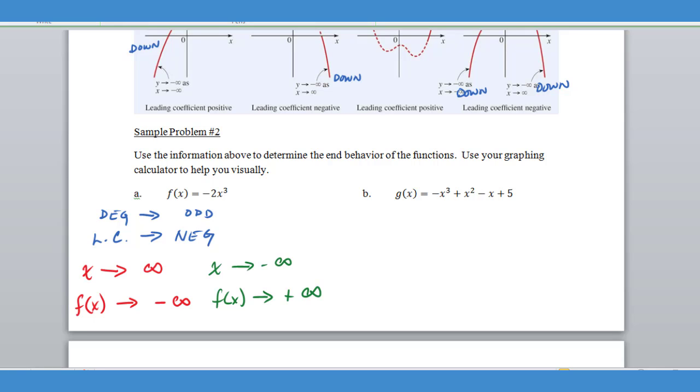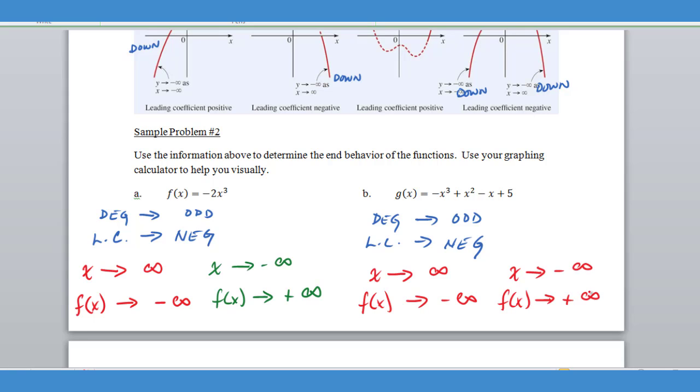Notice part B has the same properties as part A did. So the degree and the leading coefficient are the same. So despite us not knowing at this point what this particular function would look like when graphed, we can quickly make the assessment about the end behavior of the particular graph. Okay, so that's just a quick little introduction to end behavior of polynomial functions.